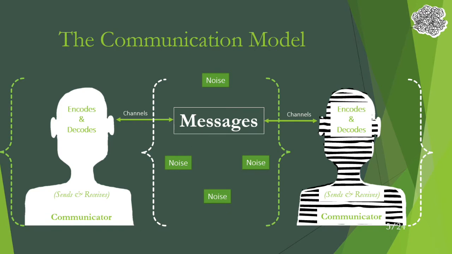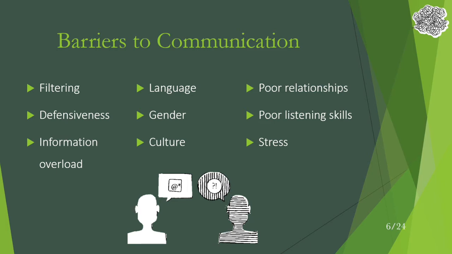Here we see messages exchanged between two individuals. Both communicators send and receive messages, verbal and nonverbal cues, through various channels. They are constantly encoding and decoding messages. Encoding is the words spoken, while decoding is the words heard. You will see the noise that surrounds the communicators. Barriers to communication consist of language, culture, poor relationships, and stress, among others.